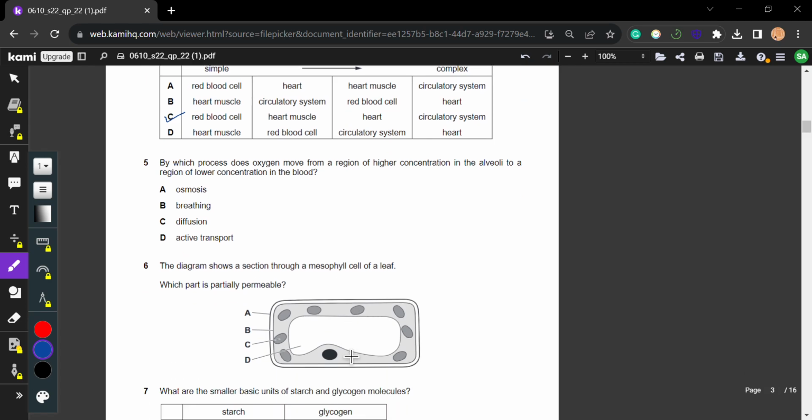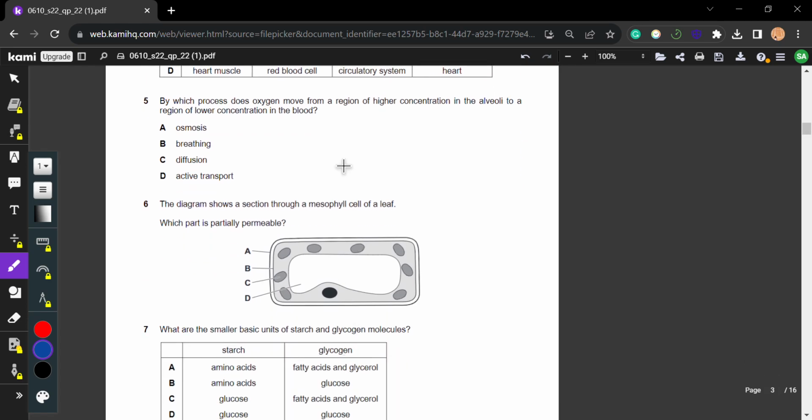By which process does oxygen move from a region of high concentration in the alveoli to a region of low concentration in the blood? Now when you see high concentration to low concentration, we know that it has to be either diffusion or osmosis, right? Now osmosis involves the movement of water only. Diffusion can be any particle or any substance. We have no mention of the water molecules over here, so we're obviously going to say diffusion.